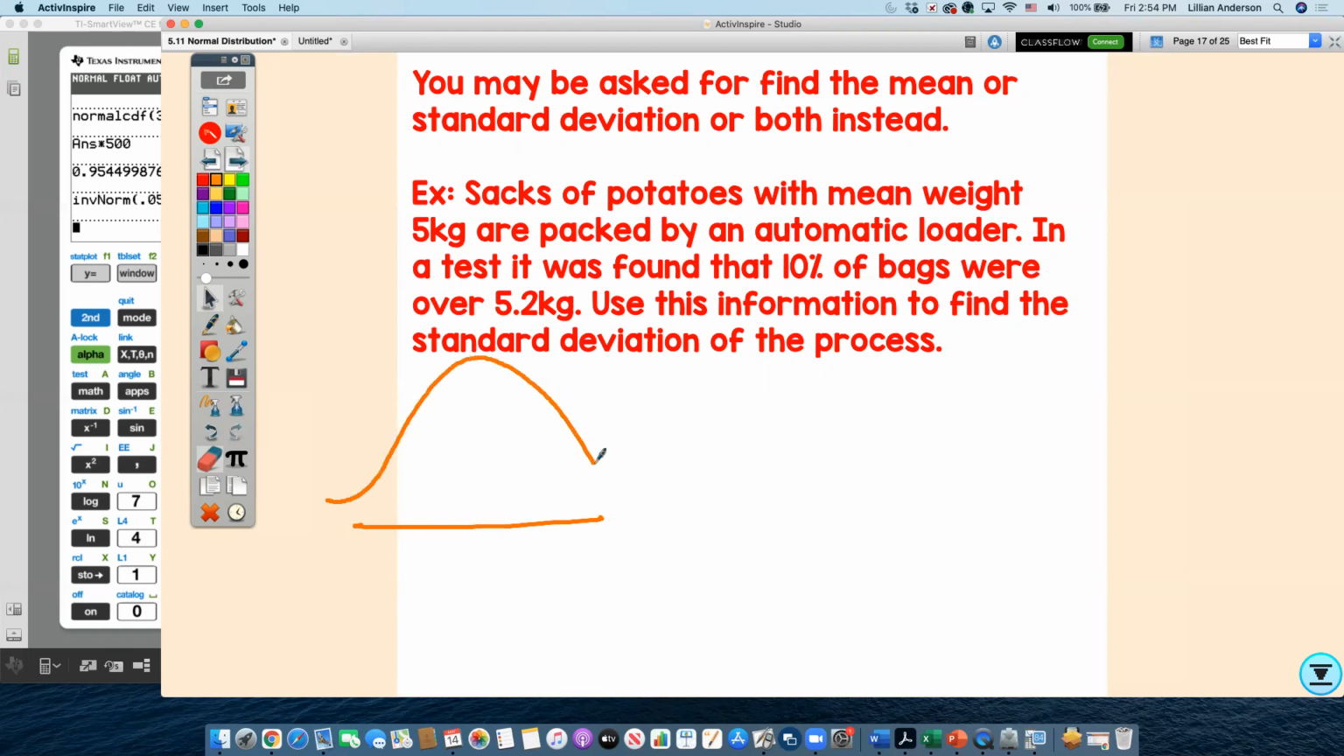So what does that mean? You had a mean weight of 5 kilograms. They found out that 10% of the bags were over 5.2. Here's 5.2 kilograms. If I go over, is that to the left of 5.2 or to the right of 5.2? Right, because I go over. And that probability is 10%.